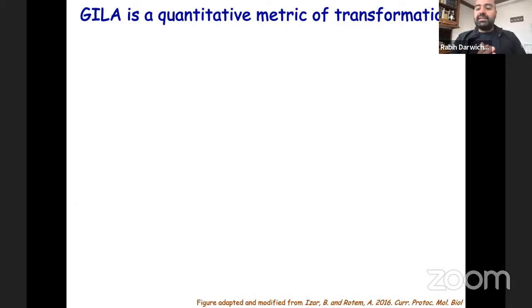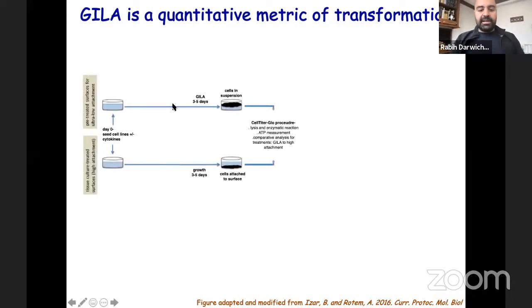To do that, I needed to find a way to measure the transformation, and I was using GILA, which is growth in low attachment, which is able to give me a quantitative metric of transformation. The GILA is very simple. It's very similar to the soft agar assay, which has been used for 50 years to study transformation, but this one is much faster, and it's feasible for a large amount of screening. I will show you the principle of it.